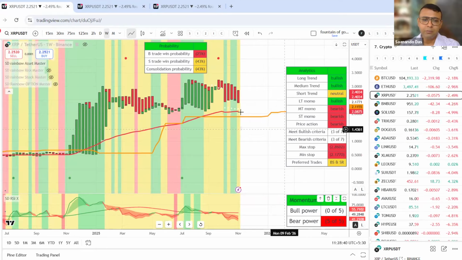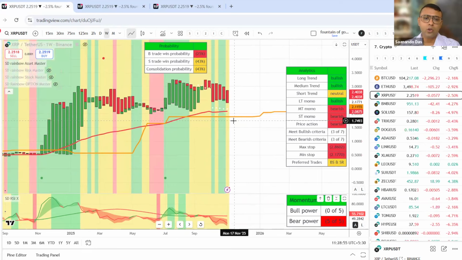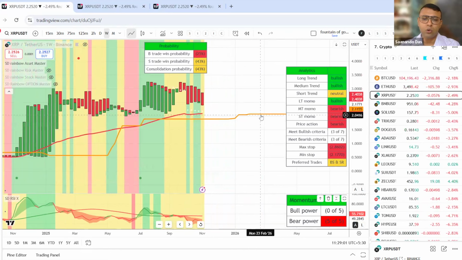Weekly chart is bearish. Here buy trade win probability is lower. Almost 8 factors are bearish, 3 factors bullish and 1 neutral. But compared to what we saw in Ethereum and Bitcoin, here the support levels are very close by. 2.04, 1.90, these are important support levels.